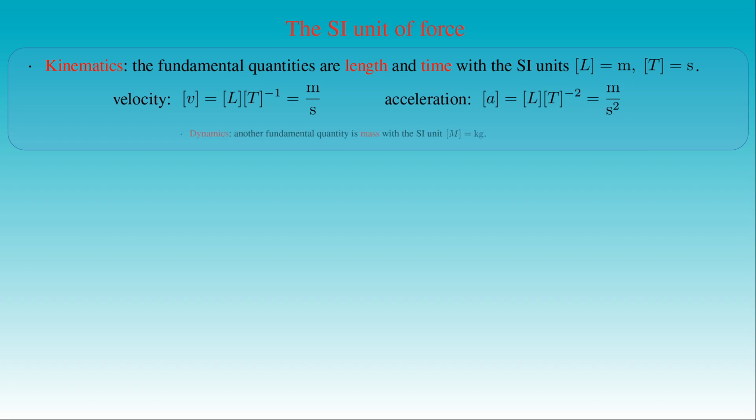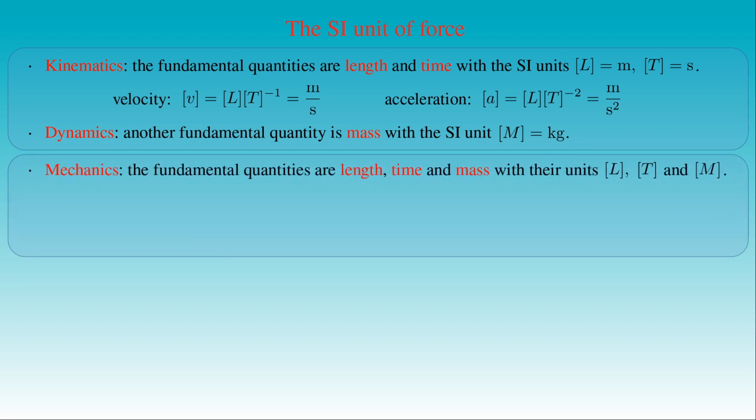In dynamics, mass is introduced as another fundamental quantity and its SI unit is kilogram. In mechanics, these three fundamental quantities, that is length, time and mass, are sufficient to derive all the other physical quantities. As an initiative by Gauss and Weber, the system of physical units was introduced in 1836, where length, time and mass together with their units were considered to be the fundamental quantities in units. We have already denoted length, time and mass with L, T and M, respectively, and their units were written as these letters in square brackets.